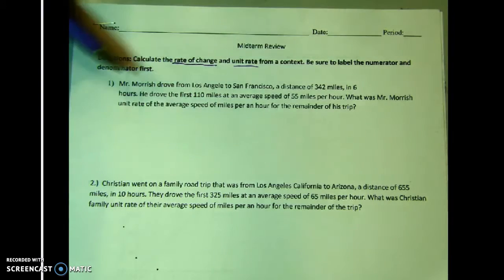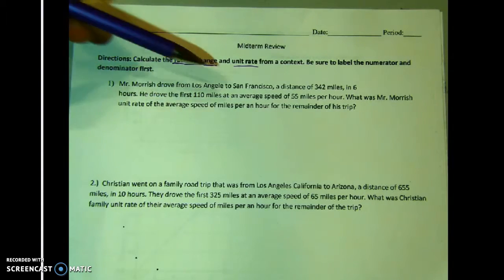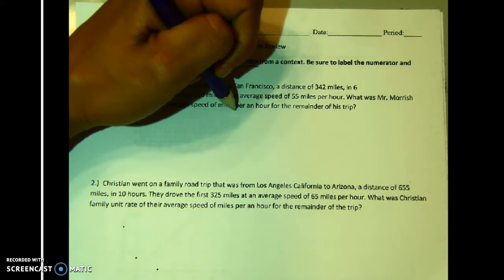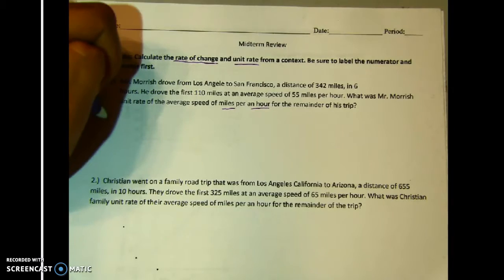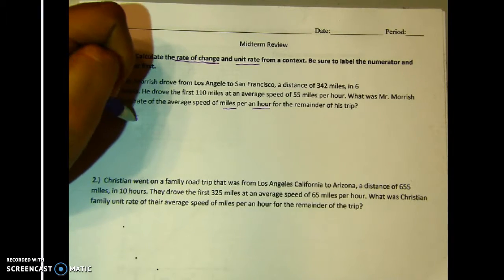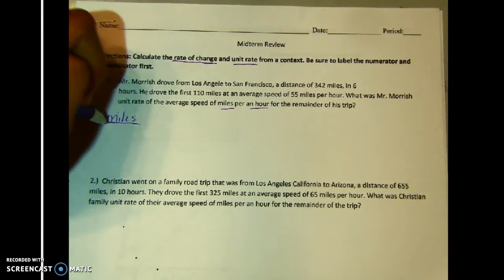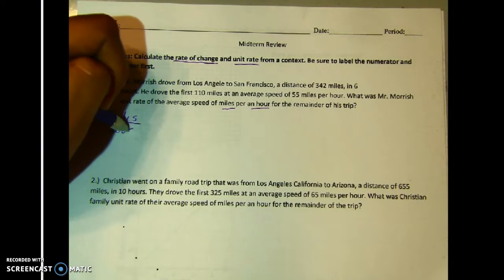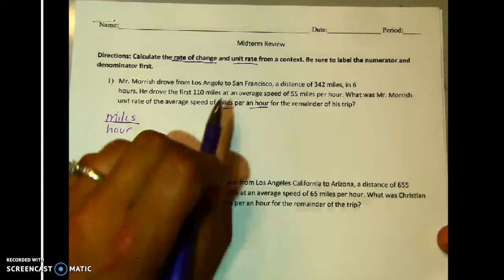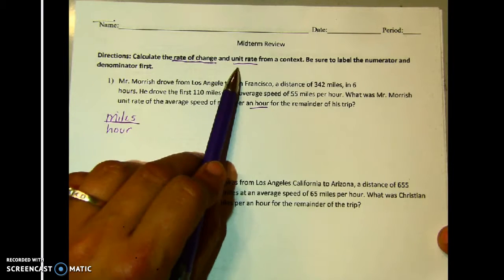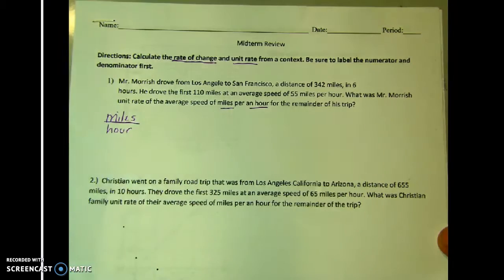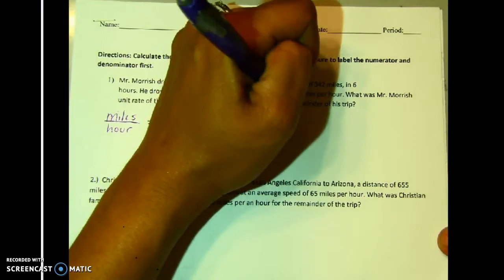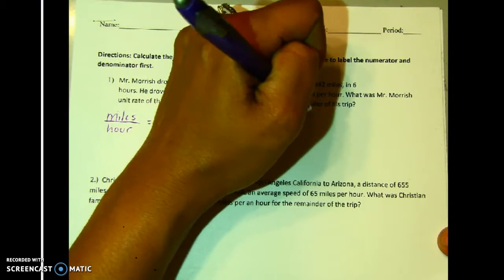So when you hear unit rate of average, you know what's going to be on your denominator because it's going to tell you in the question. So here we're talking about miles and hours. The reason why we know hours is going to be at the bottom is the keyword per. If we're looking for unit rate, eventually we're going to get 1, which will be per an hour. Since we know we're talking about miles and hours, we're going to separate the information given in the text.